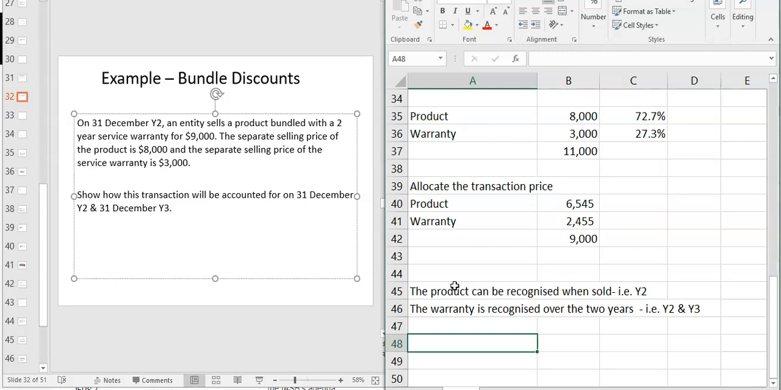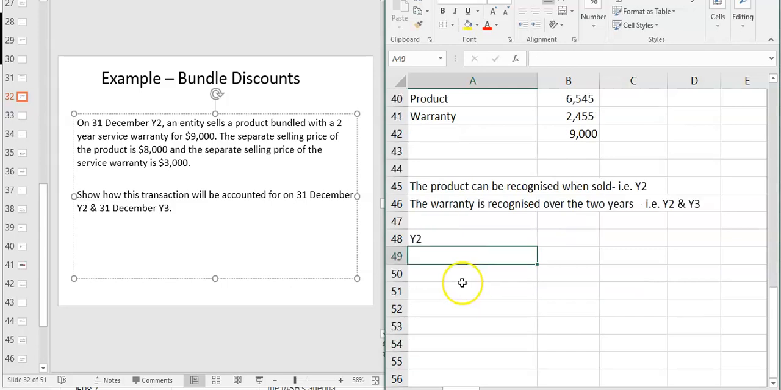recognition criteria. Sometimes when you're selling goods, you'll recognize it when the good is sold over, because the risk and reward of ownership transfer at that date, and the revenue has been earned. Whereas for the warranty here, you only earn that revenue over the 2 years as you provide the warranty as the time goes on. So in year 2, the journal entries, what will it be?